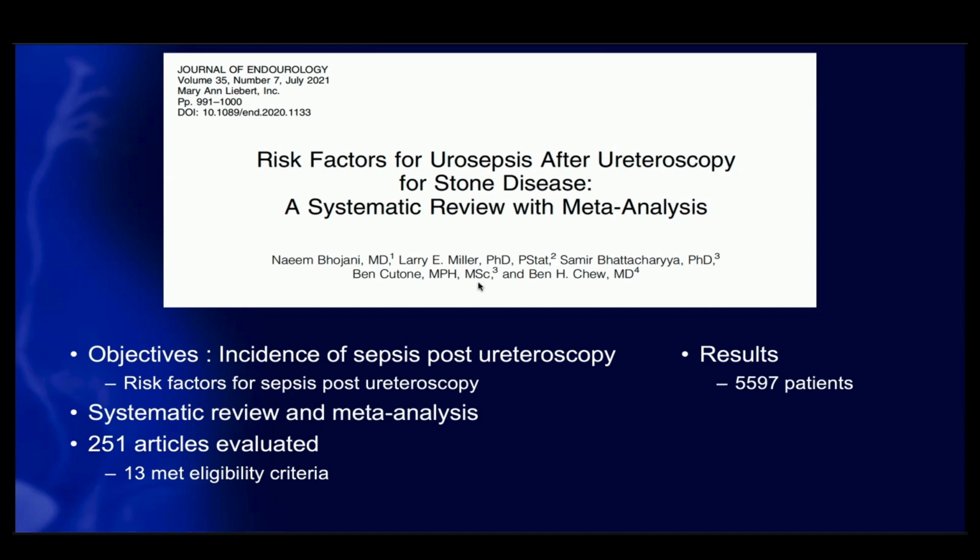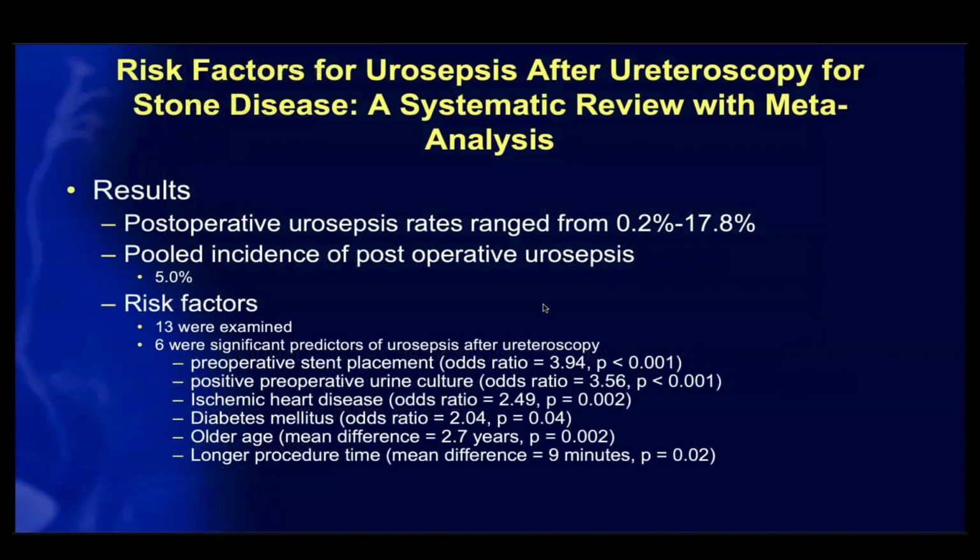The first thing we found, which was quite interesting, was that the rate of sepsis in these studies was very variable. Some were as low as 0.2%, others went almost up to 18%. But our pooled incidence of postoperative sepsis after ureteroscopy was found to be 5%. When this paper came out, this was a very impactful number. We had a lot of discussions with urologists. Some of them felt that this rate was too high. Some felt it was correct. Some felt it was too low. And there are a number of reasons for that we can talk about. But this is very, very interesting.